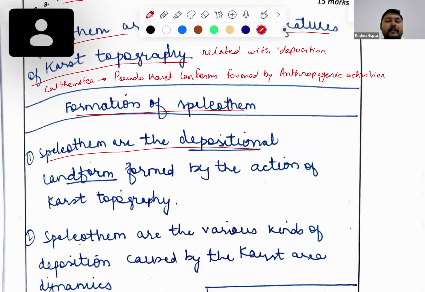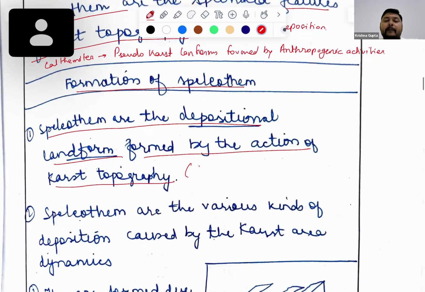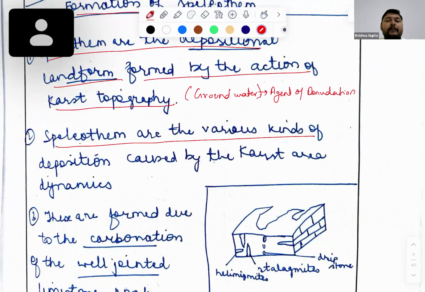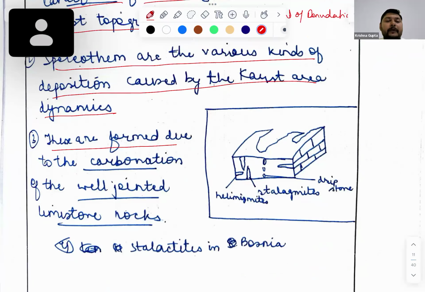Speleothems are the depositional landforms formed by the action of karst topography, or we can write here groundwater as an agent of erosion, or we can say agent of erosion, deposition, denudation. Speleothems are the various kinds of deposition caused by the karst area's dynamics. Okay, these are formed due to the carbonation of the well-jointed limestone rocks.